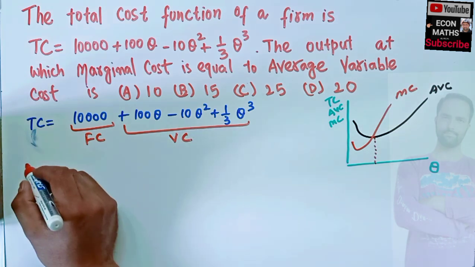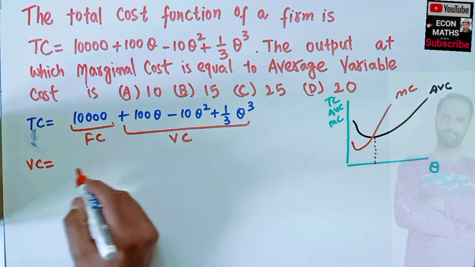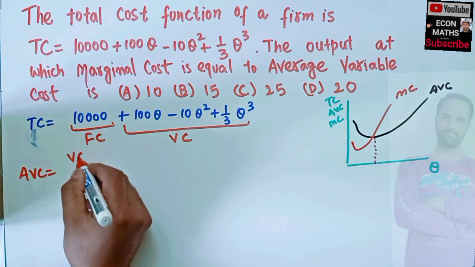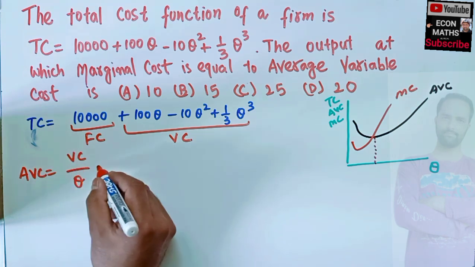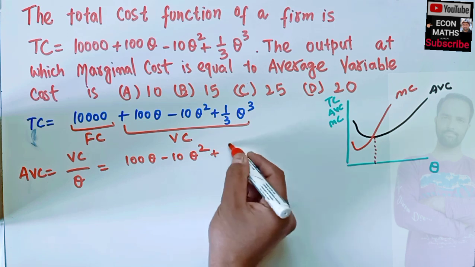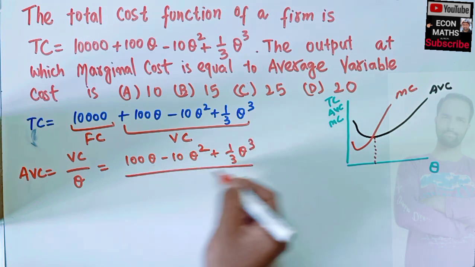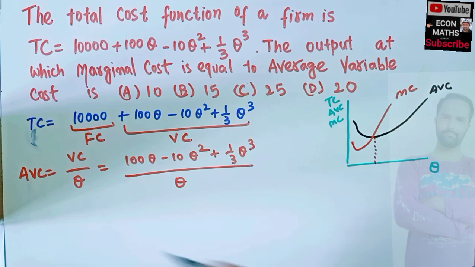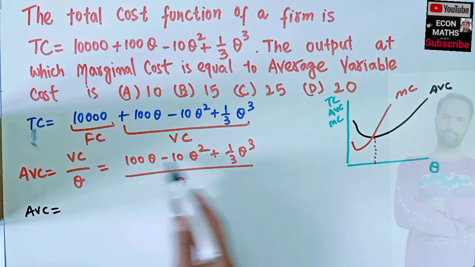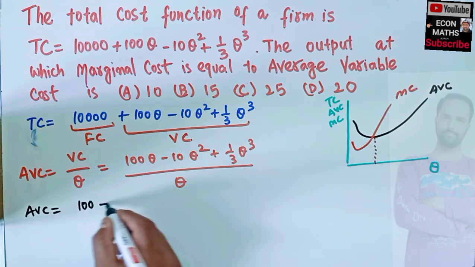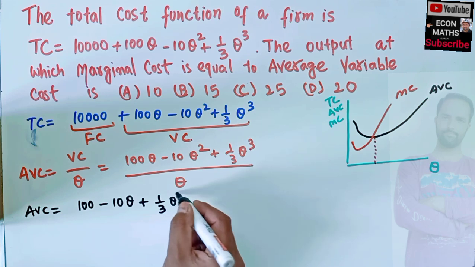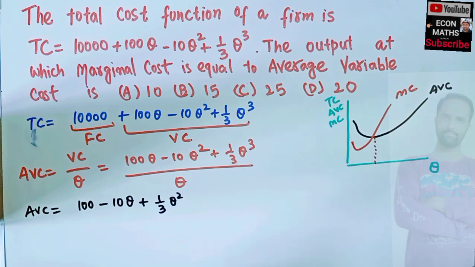So our variable cost is these terms, and let me write it in short here. Then our average variable cost will be equal to variable cost upon output. Variable cost is 100Q - 10Q² + (1/3)Q³, and we divide this by Q. Dividing each term by Q, we get AVC = 100 - 10Q + (1/3)Q². This is our average variable cost.